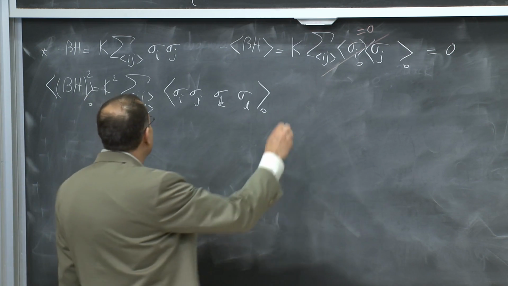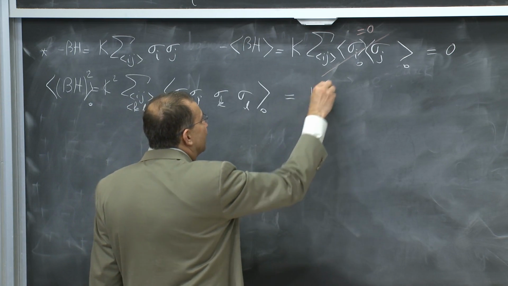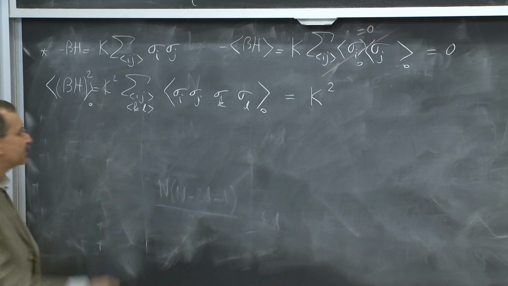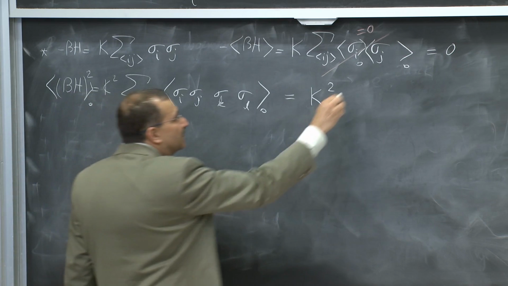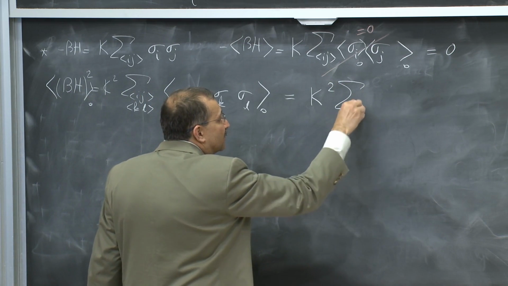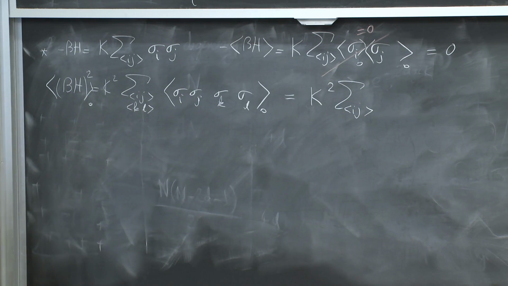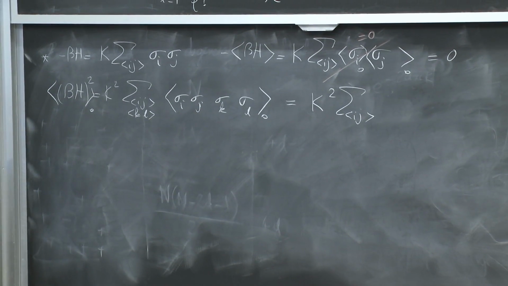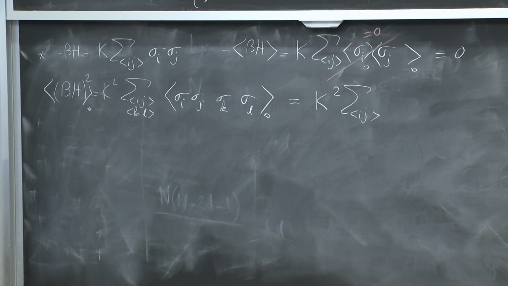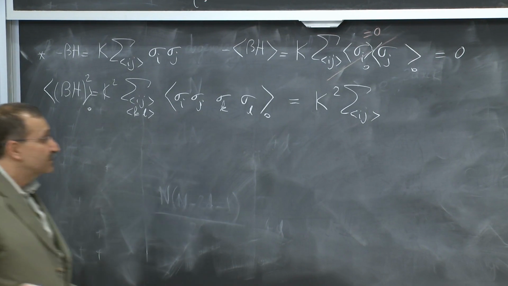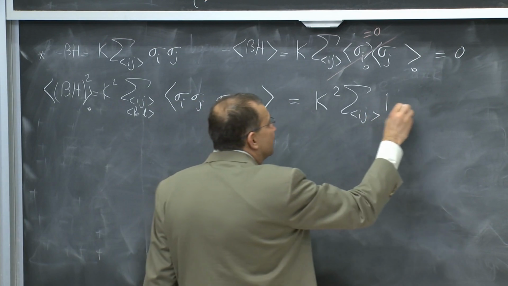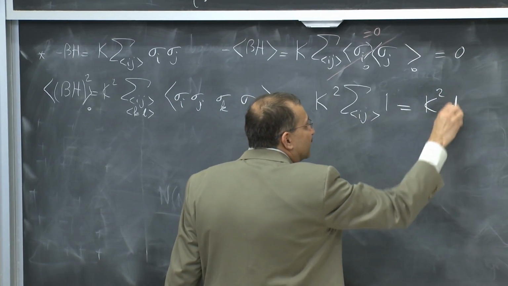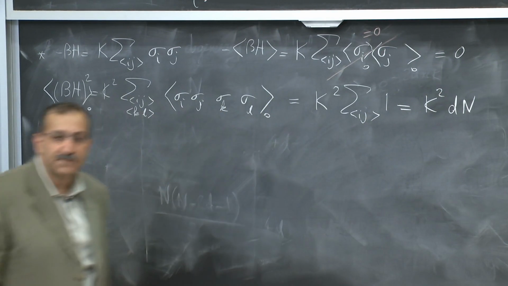So this is going to give me K squared, sum over pair ij being the same as kl. Then I will get essentially sigma_i squared, sigma_j squared. Sigma_i squared is 1, sigma_j squared is 1. So basically, I will get 1. And this is going to give me K squared times the number of bonds.